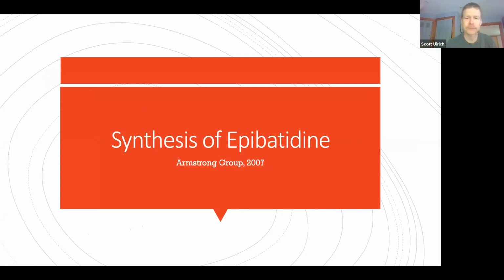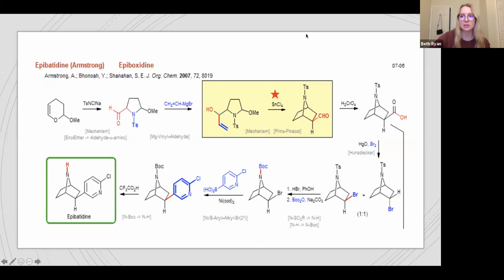Yeah. This paper on the synthesis of epibatidine was published by the Armstrong Group in 2007, and it looks like this. And there's one interesting step that I put a star over that's really super weird, but the rest of it, except for, again, this step down here, is pretty self-explanatory, so hopefully. Oh, wait, hold on. It won't let me do that.